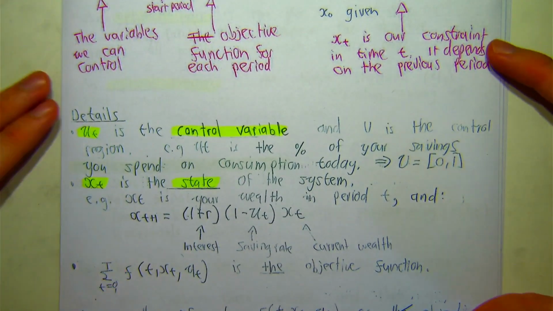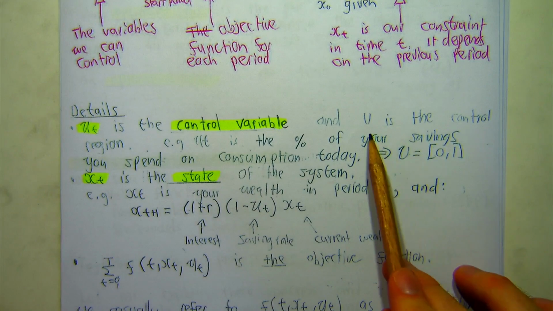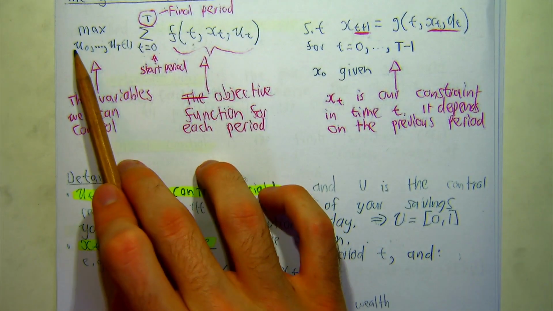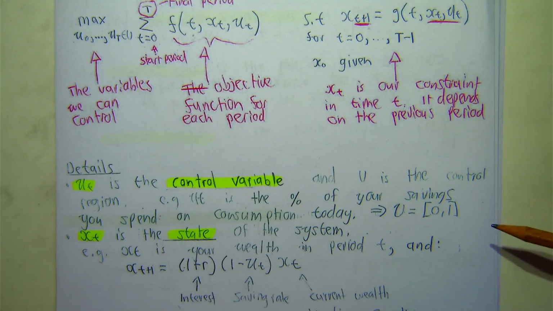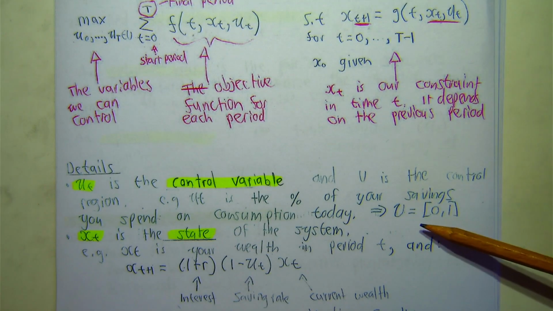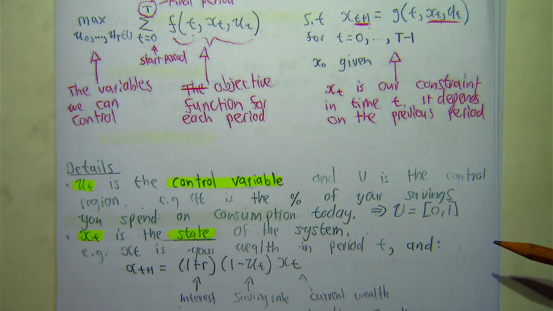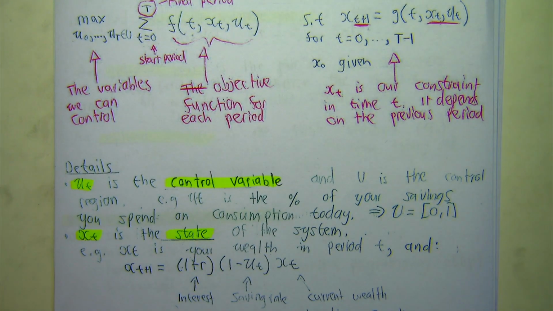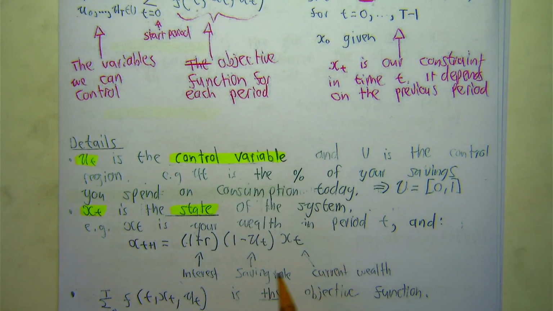So just to summarize that, u_t is the control variable, U is the control region, this capital U. That's saying that our control variables must come from this control region. And if we're looking at savings and consumption, the control region would be a percentage from 0 to 1. And that is how much you can spend of your savings. So you could spend 100% of your savings today if you want, or you could spend nothing, or anywhere in between.